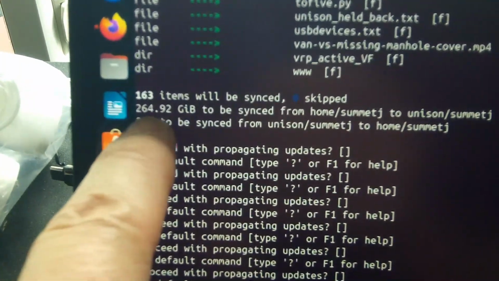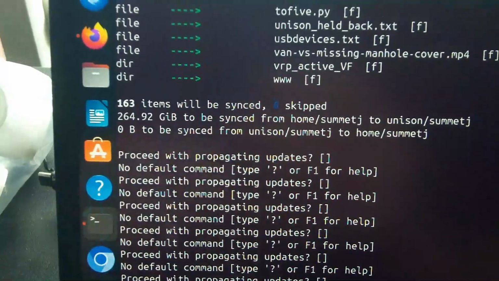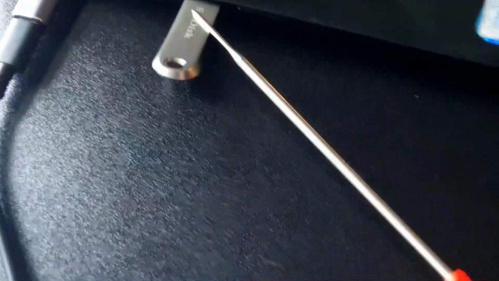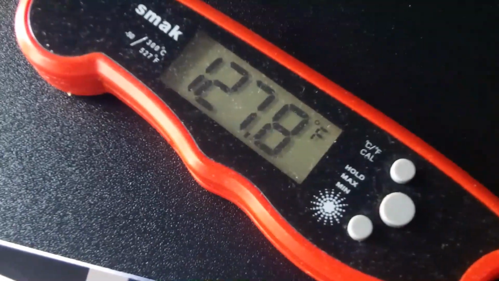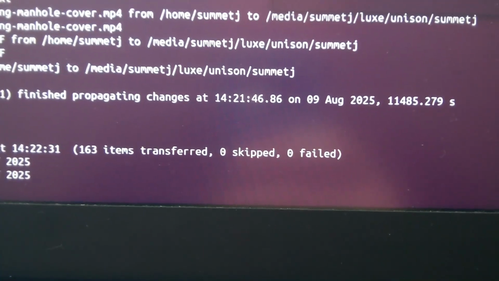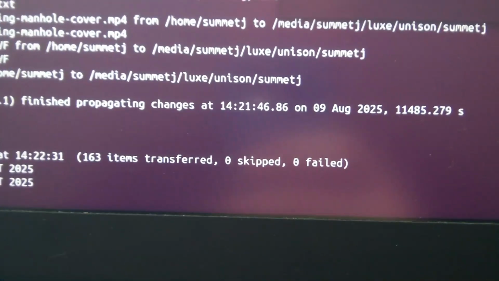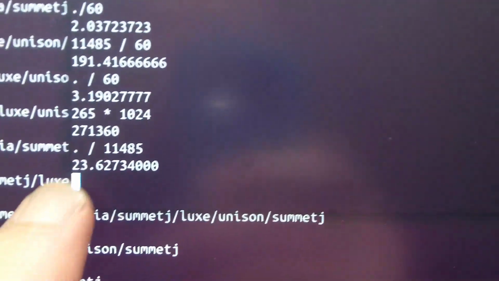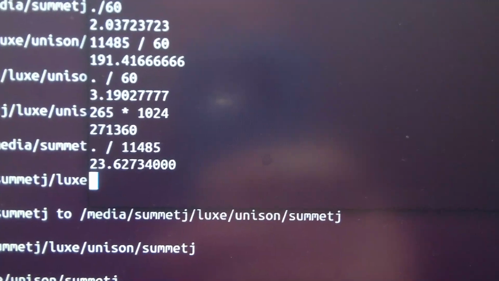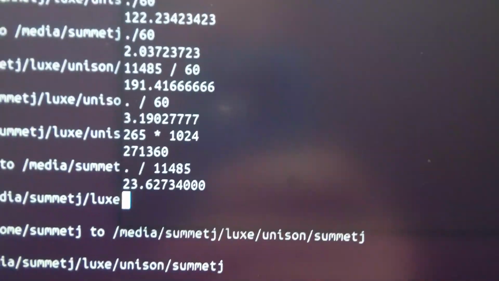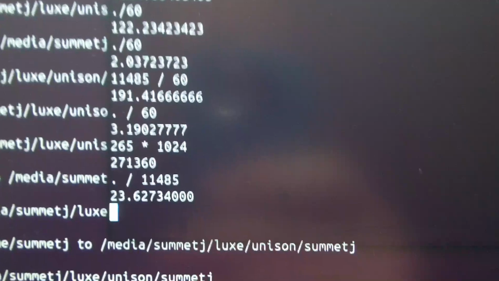All right, it's August 9th, 11:10 a.m. I am syncing 264.9, so just say 265 gigabytes worth of data. We're almost halfway done, transferred 123 gigabytes, and the thumb drive external casing here is 127 Fahrenheit. All right, it finished at 2:22 p.m. It basically took 3.19 hours or 191.4 minutes to transfer that 265 gigabytes. According to my calculations, it was a sustained average write rate of 23.6 megabytes per second, which is not the best write rate I've ever seen, but sustained for 260 some gigabytes, it's pretty acceptable.